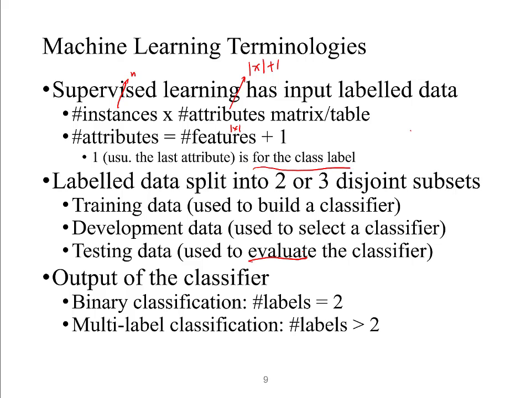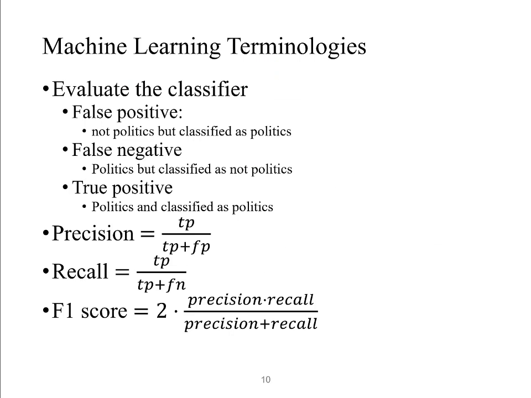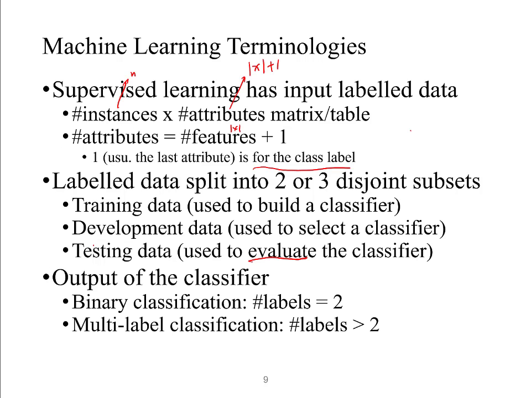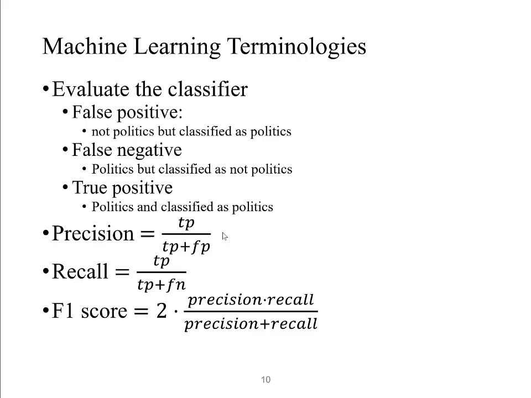All right. So the output of the classifier for binary classification, the number of labels equals 2, and for multi-label classification, the number of labels is more. And as we have mentioned the evaluation of the classifier, how to evaluate the classifier is very important, as you can use the same way to evaluate the classifier using the development data, and then finally when you are dealing with the testing data, you would have better prepared for the testing data as well. So the evaluation criteria is important here.